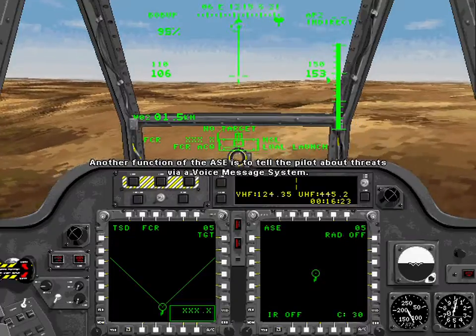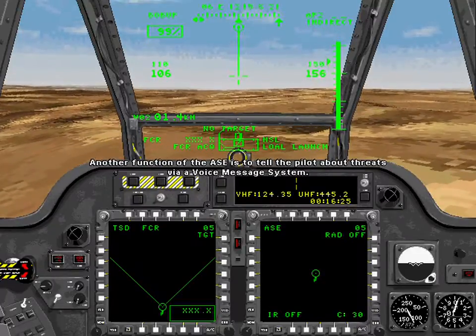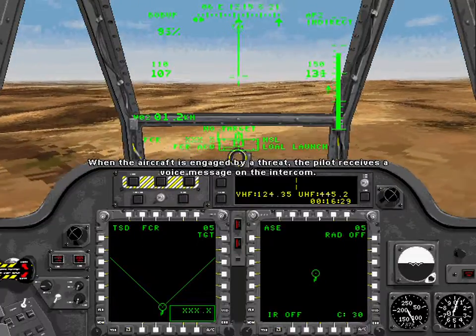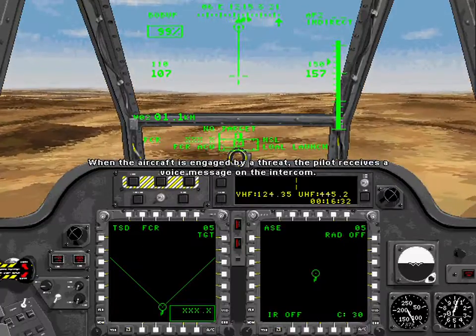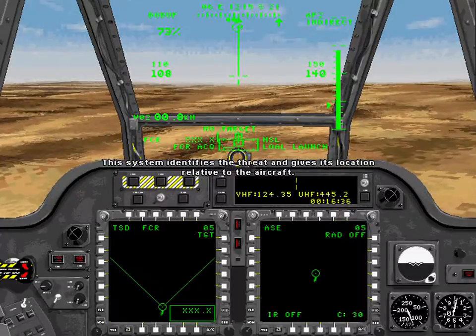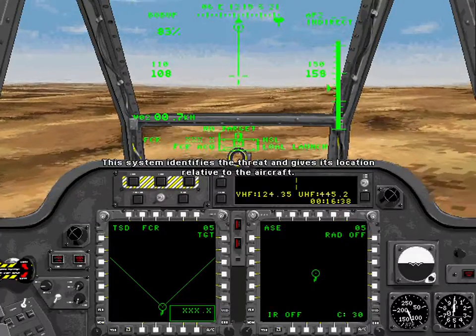Another function of the ASE is to tell the pilot about threats via a voice message system. When the aircraft is engaged by a threat, the pilot receives a voice message on the intercom. This system identifies the threat and gives its location relative to the aircraft.